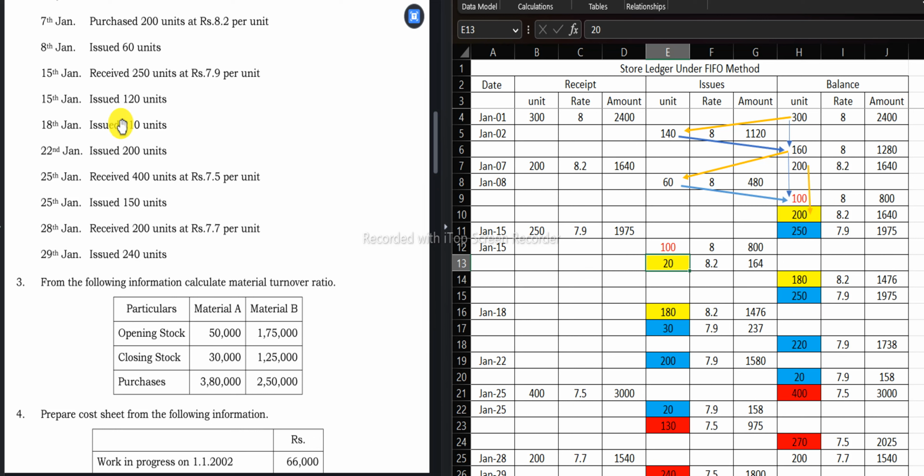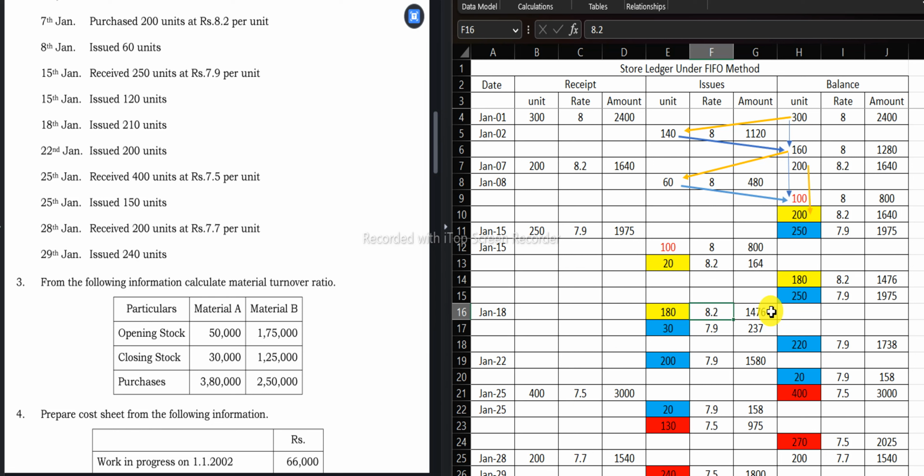Again, on 18th January we issued 210 units. On 18th January we need to issue 210 units, but the first purchase now has 180 units. I cannot issue 210 units out of 180, because 180 is smaller than 210. I can issue a maximum of 180 units. The rate is 8 rupees 20 paise, and the amount is 1476.